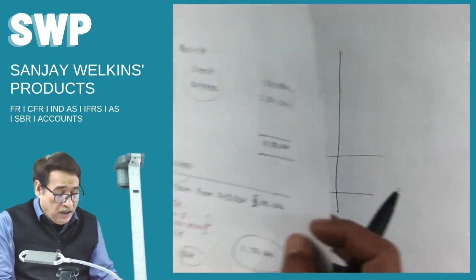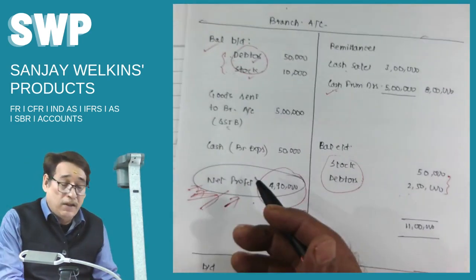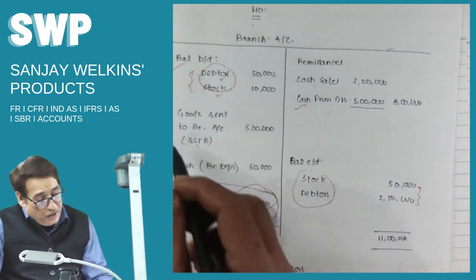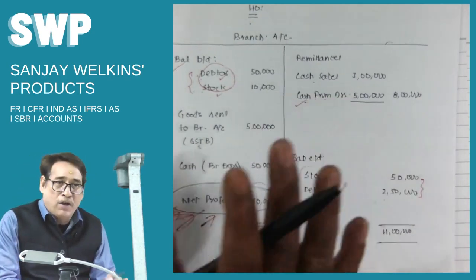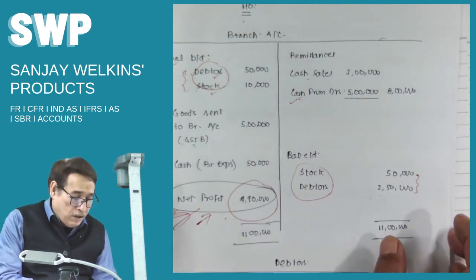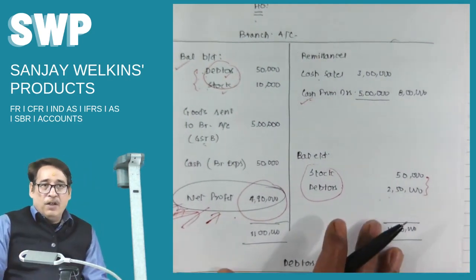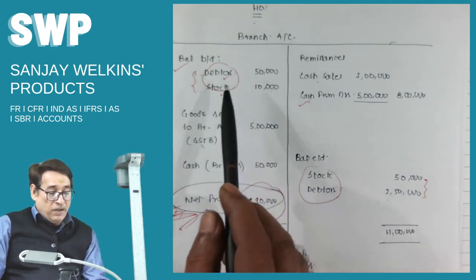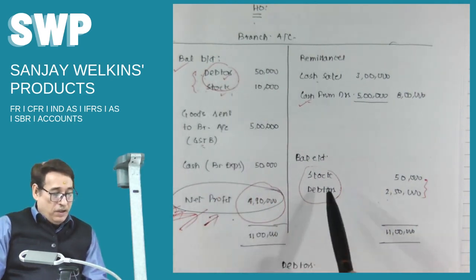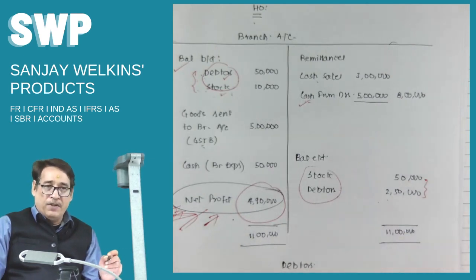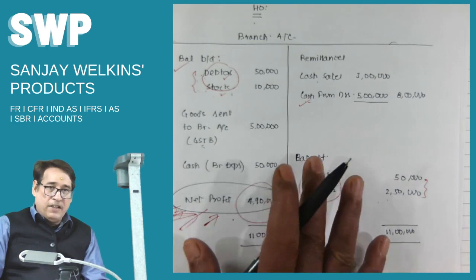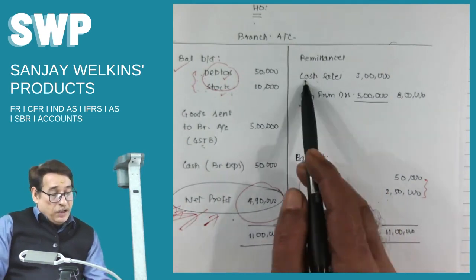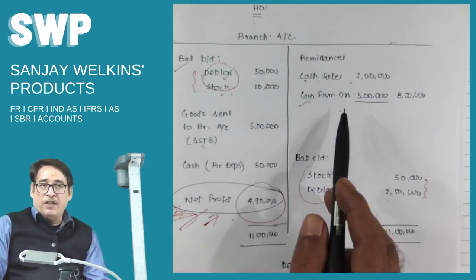But despite that, I am saying that we are having net profit here. So how is it possible? See here. I am going to ask you a very simple question: have we written the amount of total sales in this account? Please look carefully into the format, into the solution, and tell me the answer after 1 or 2 minutes. These are the items: debtors, stock, goods sent to branch, cash sales, net profit, stock, debtors, cash sales, and cash from debtors. Have we written the total amount of sales here in this account? No, sir. So what have we written? We have written cash sales and we haven't written credit sales. Right, exactly.